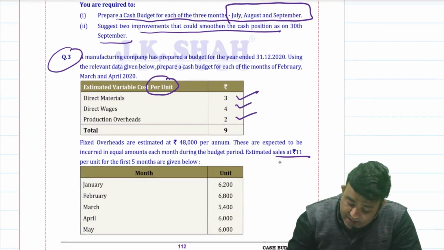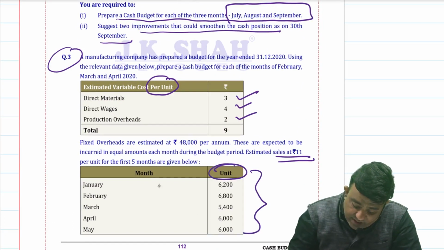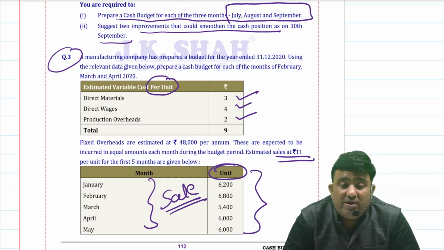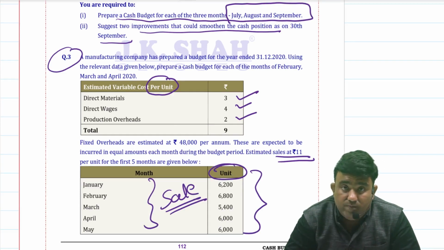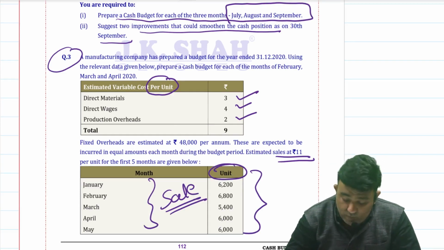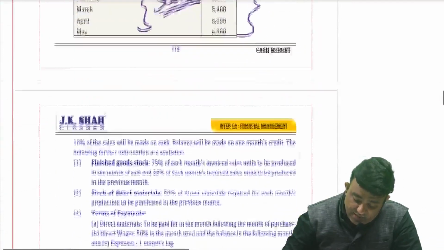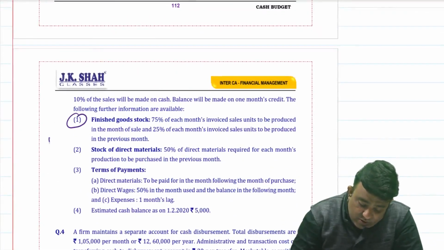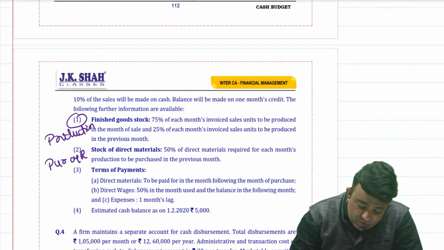Even selling price is per unit. And they've given you the number of units as far as sales is concerned. These are the sale units. Yes, no? And one might be tempted to multiply the sale units with the above per unit concept. The answer is no. Reason: here they've asked you something about your production of finished goods, and here they've asked you something about purchase of raw material, students.